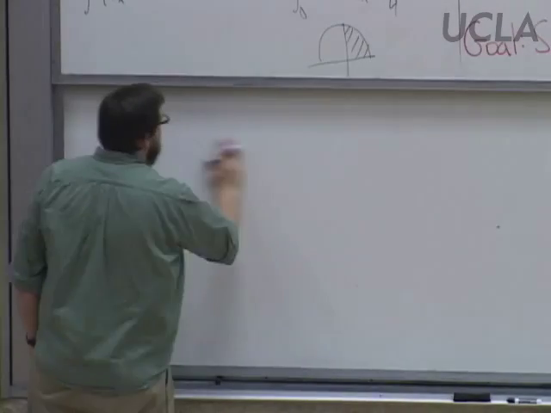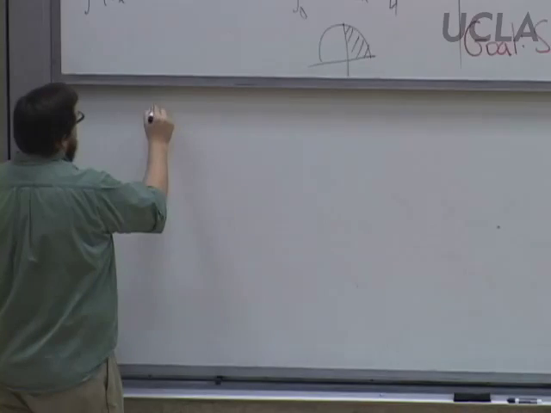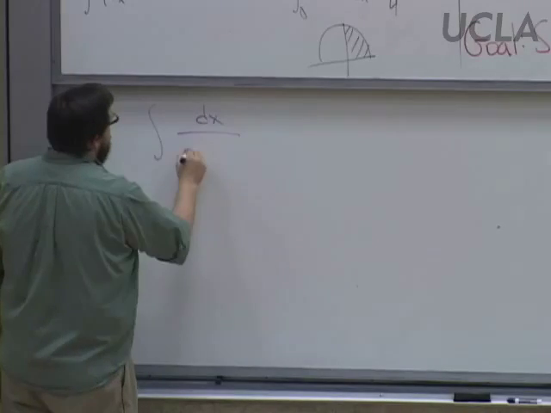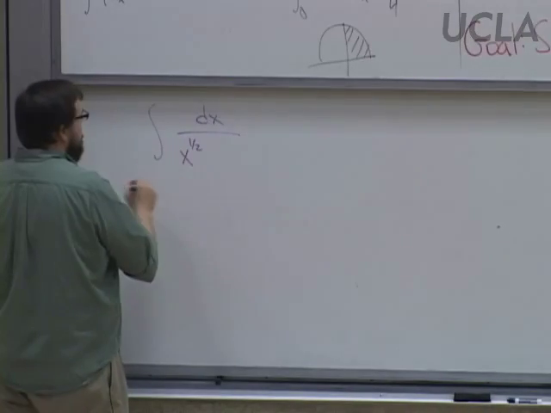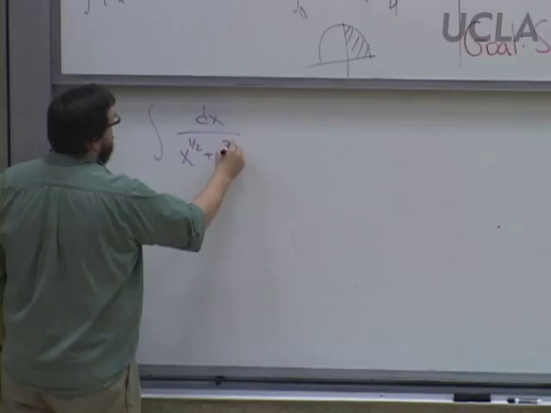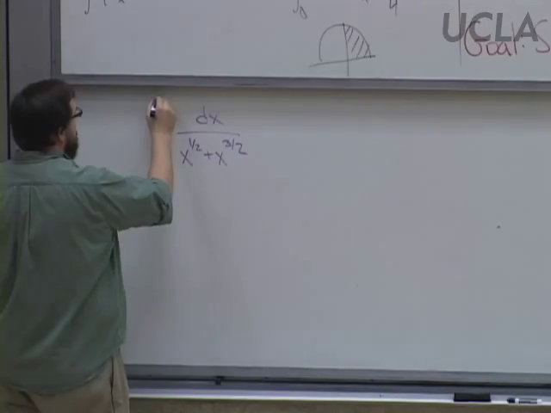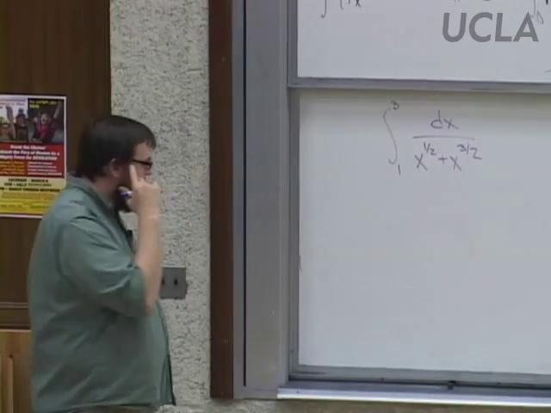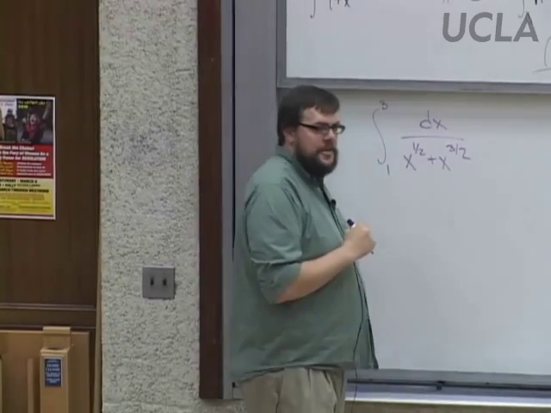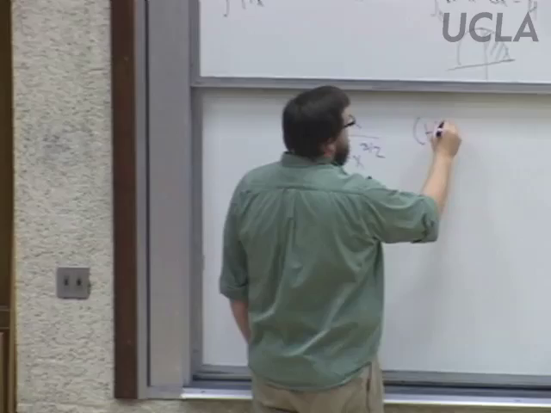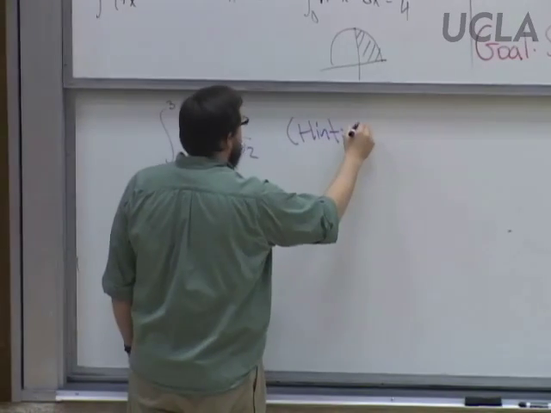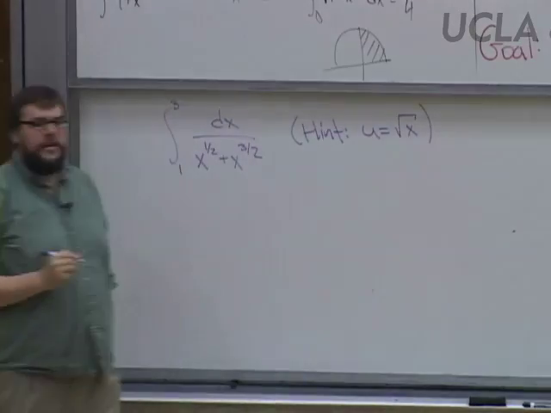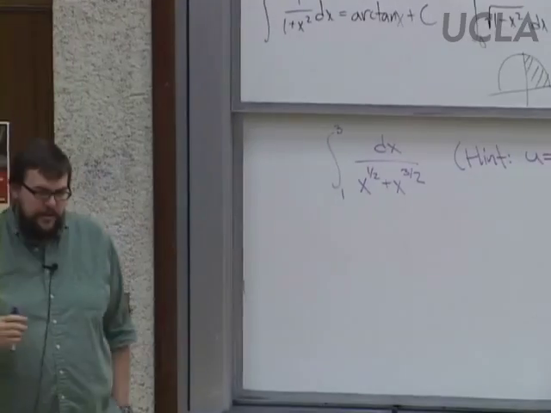All right. Let's do a definite integral. I showed some people this the other day. Suppose I ask you to integrate dx over x to the 1/2 plus x to the 3/2 from 1 up to 3. I haven't written everything down here. There's actually, on this one, a hint, because sometimes it takes a while to figure out what to do. Hint, u equals square root of x.